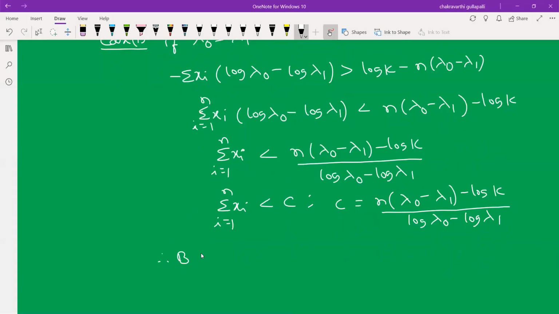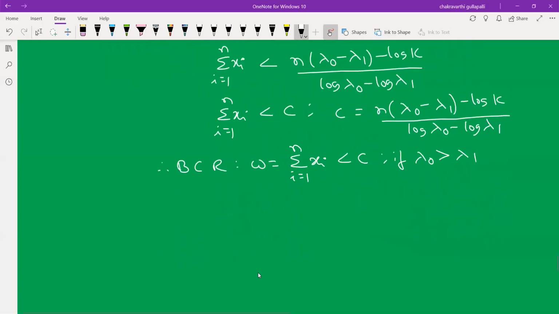Therefore, the BCR W is equal to, this is the best critical region. We applied the NP lemma technique and found the BCR. Using this best critical region, we can find out the size of the critical region, the power of the test, and also the type 2 error. Summation xi, i equal to 1 to n, is less than c, under the condition lambda naught greater than lambda 1.